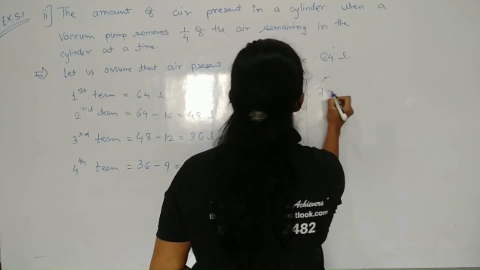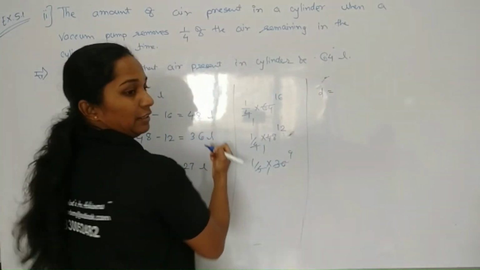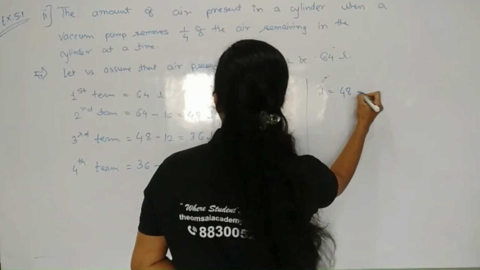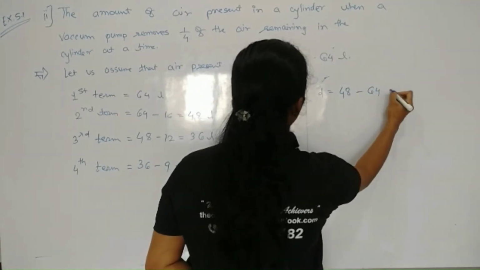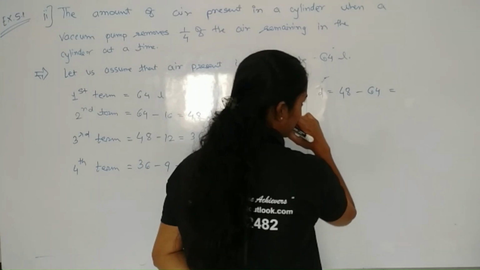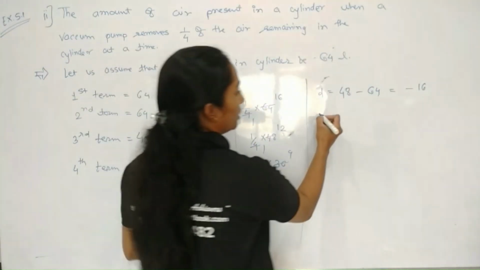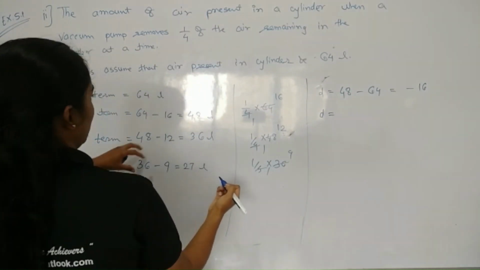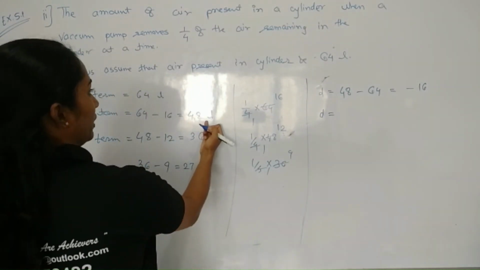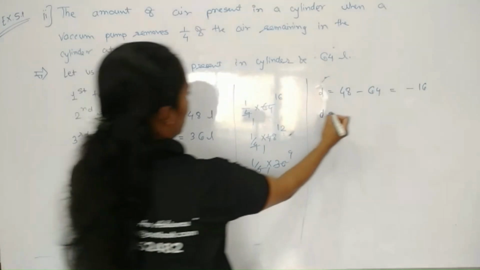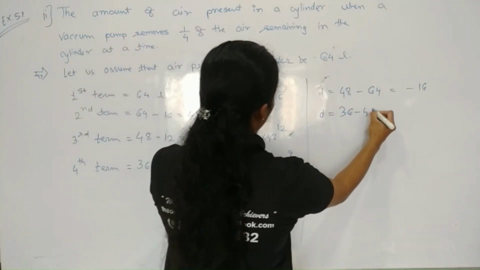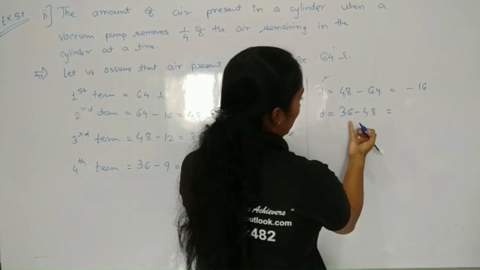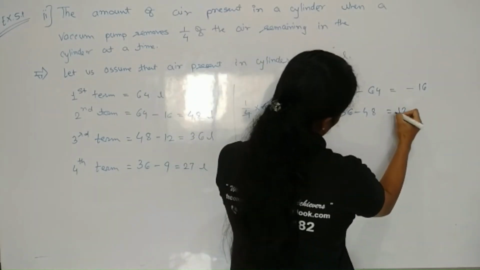Okay, distance is nothing but second term minus first term, that is 48 minus 64. Now we'll check the second distance, 36 minus 48, which is minus 12.